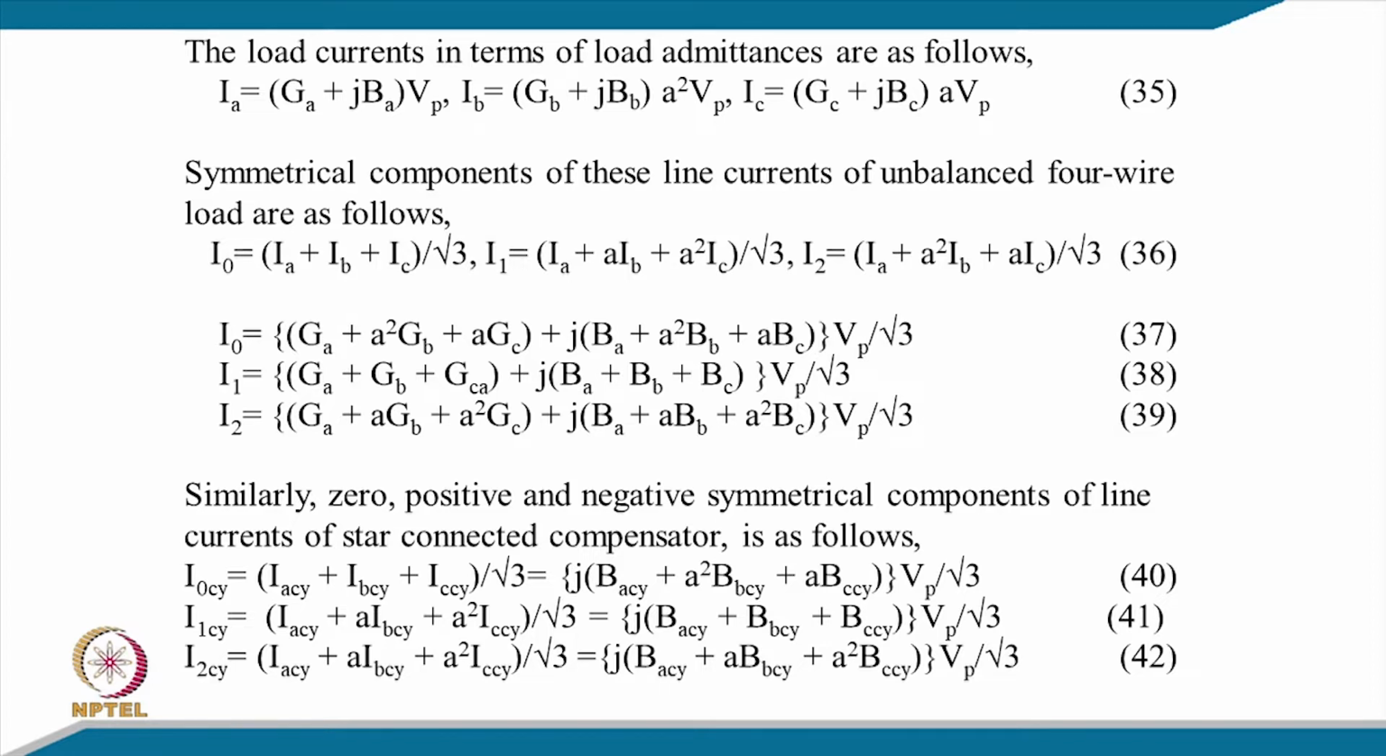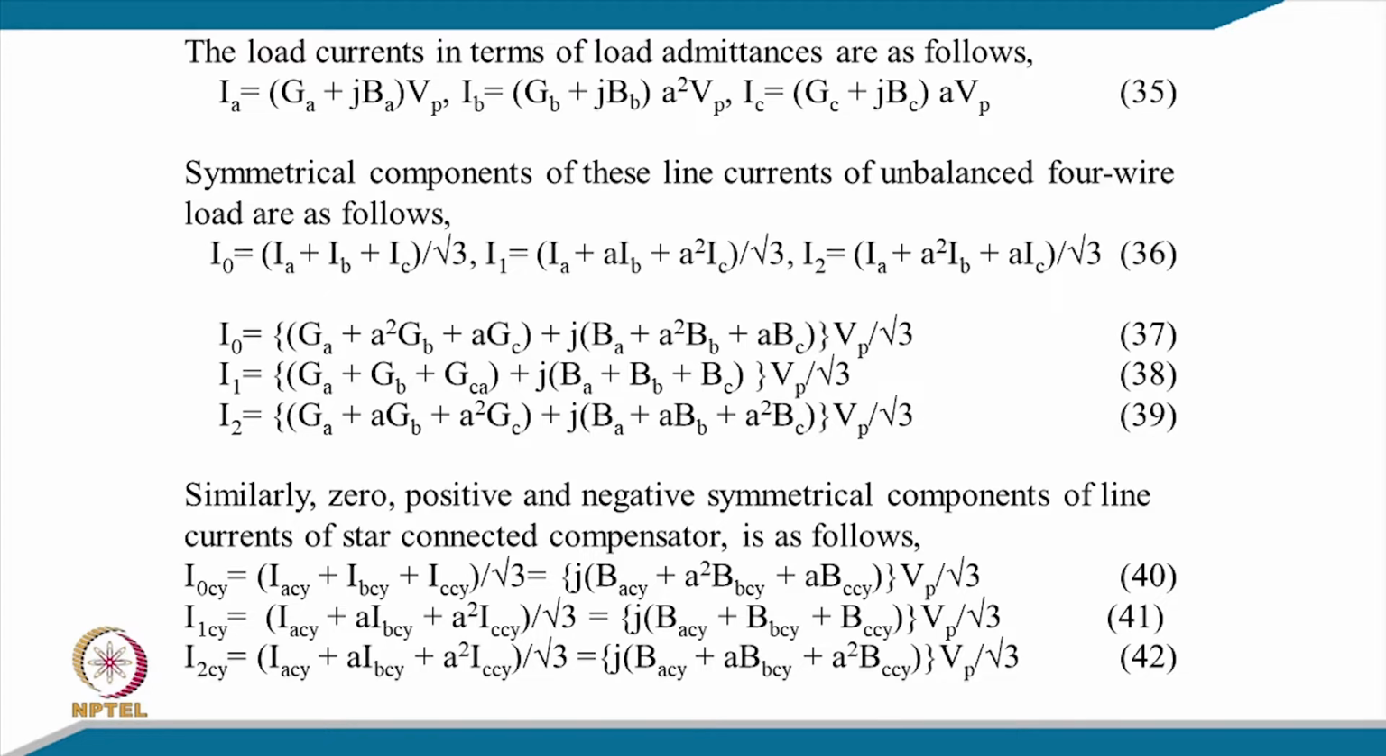I0CY equals, typically in terms of compensator current, (IACY plus IBCY plus ICCY) divided by root 3. And we can keep the value of these compensators because compensators are lossless, that is why it is represented only by the susceptances. So, j can be taken out. So, it will be (BACY plus a square BBCY plus a BCCY) with the Vp divided by root 3.